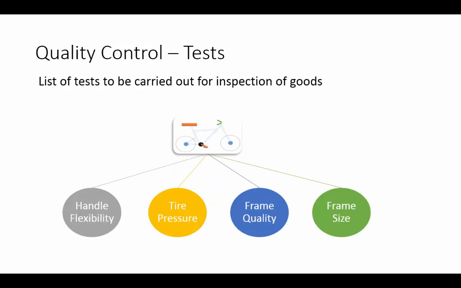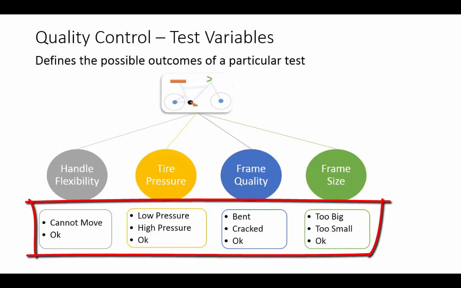Quality tests are a list of tests to be carried out for the inspection of the goods. Taking the same example which we discussed in the previous slide, we need to define 4 quality tests in a system, each for checking handle flexibility, tire pressure, frame quality and frame size. Test variable defines the possible outcome for a particular quality test.